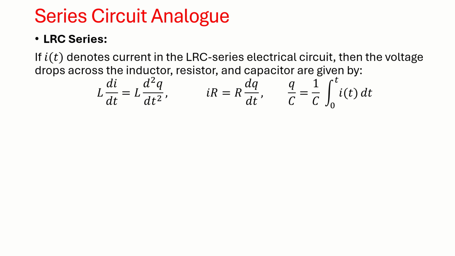By Ohm's law, the voltage drop at a resistor is equal to I times R, or we can say R times dq by dt, whereas the voltage drop at a capacitor is defined as q by c, or we can write 1 over c integral from 0 to t I of t dt.